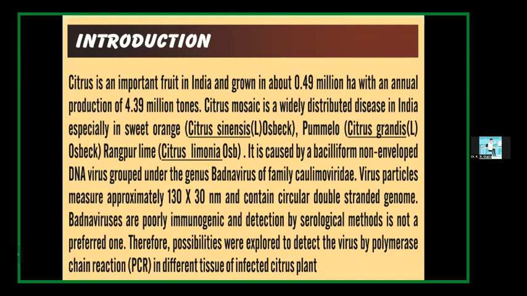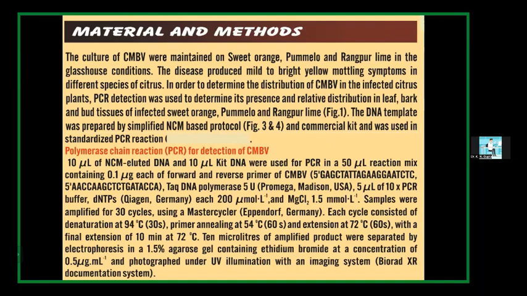Therefore, detection by the serological method is not a preferred one. So the possibility was exploited to detect the virus by polymerase chain reaction in different tissues of infected citrus plants. In materials and methods, the cultures of CMV were maintained on sweet orange, pomelo, and rangpur lime in glasshouse conditions. The disease produced mild to high yellow mottling symptoms in different species of citrus.